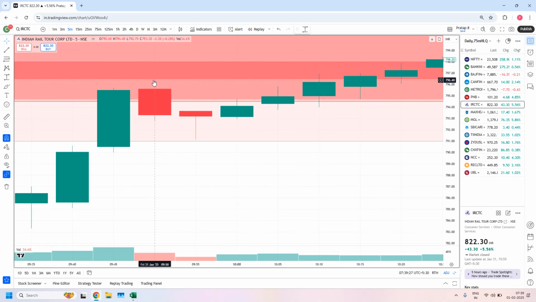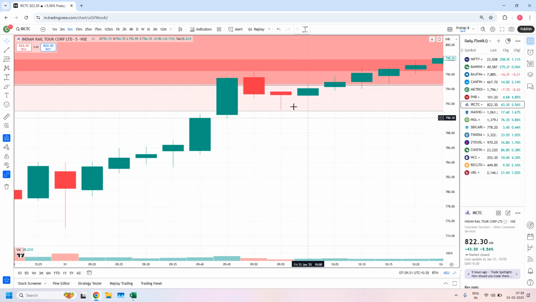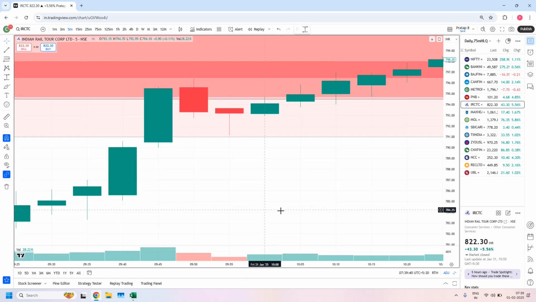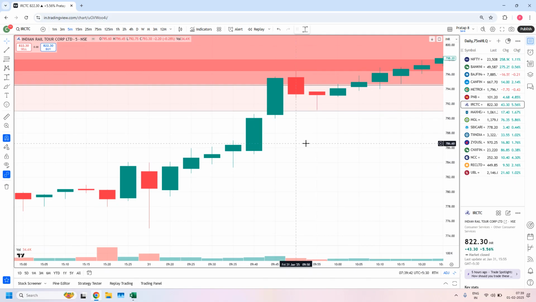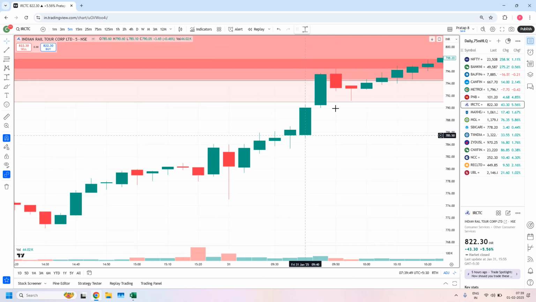Today it touched, gave an entry, and then prices came down, but not good enough to get 1:3 RR. I think it reached 1:2.4 RR, close to 1:2.5. But for you to make this trade successful, at least a minimum of 1:3 RR should be achieved. That didn't happen, so it's a fail.